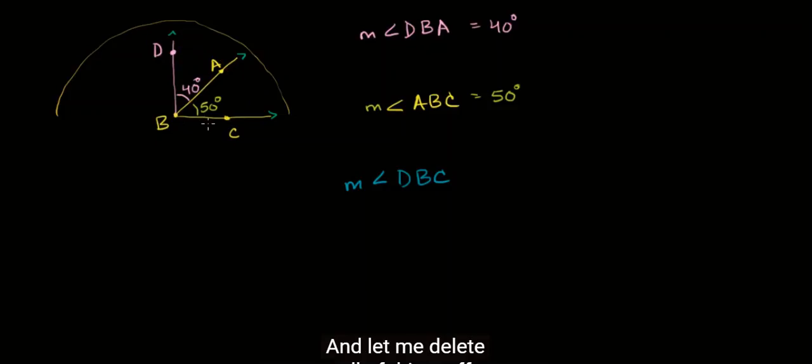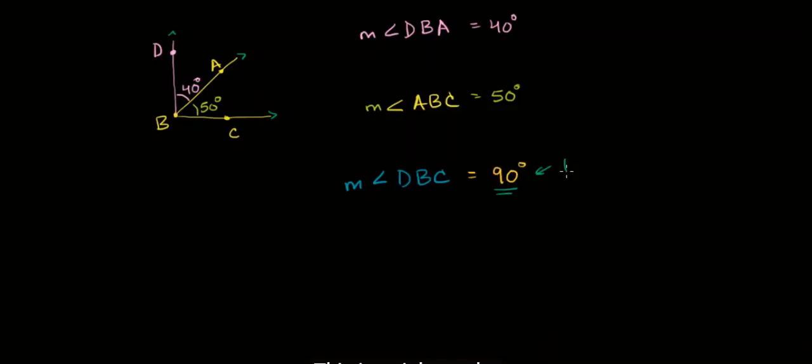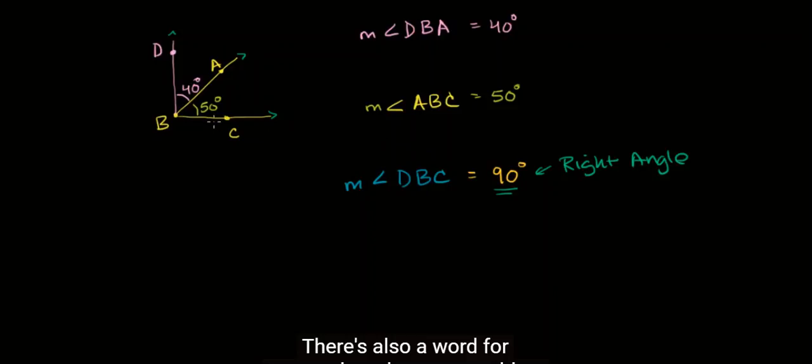Let me delete all of this stuff right here to keep things clean. So the measure of angle DBC would be equal to 90 degrees, and we already know that 90 degrees is a special angle. This is a right angle. There's also a word for two angles whose sum adds up to 90 degrees, and that is complementary.